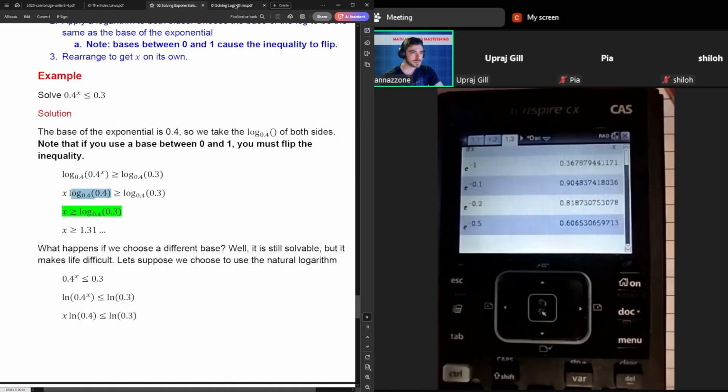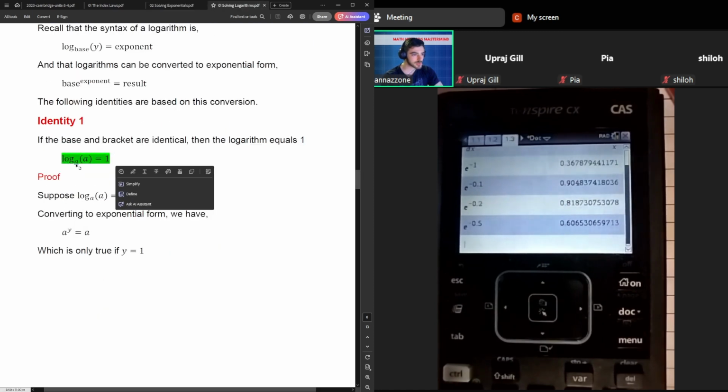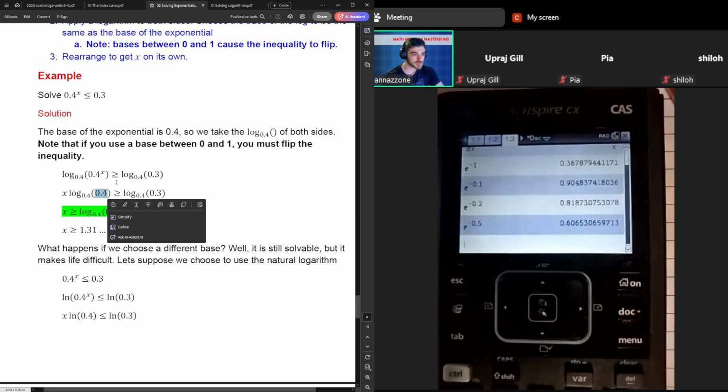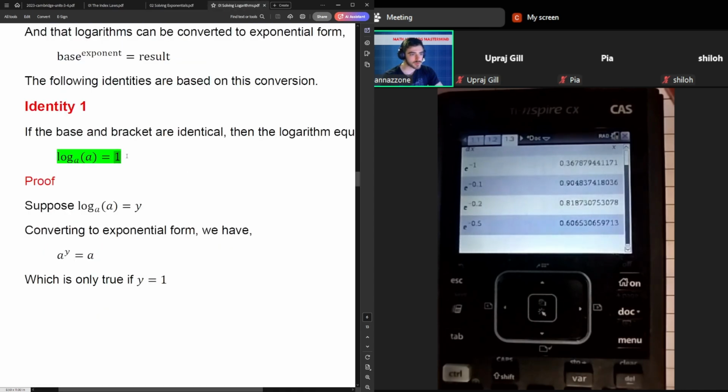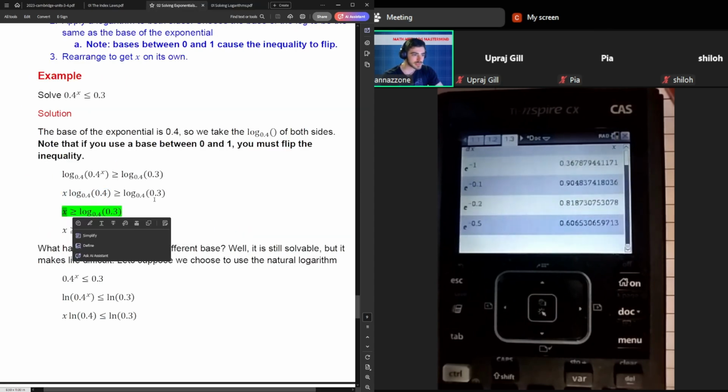Yeah, no, fair enough. That is from this identity that we covered a little bit ago, which was whenever you have same base and bracket, so a and a or 0.4 and 0.4, that's always equal to 1, no matter what. And so x multiplied by 1 is just x. Is that a bit clearer?